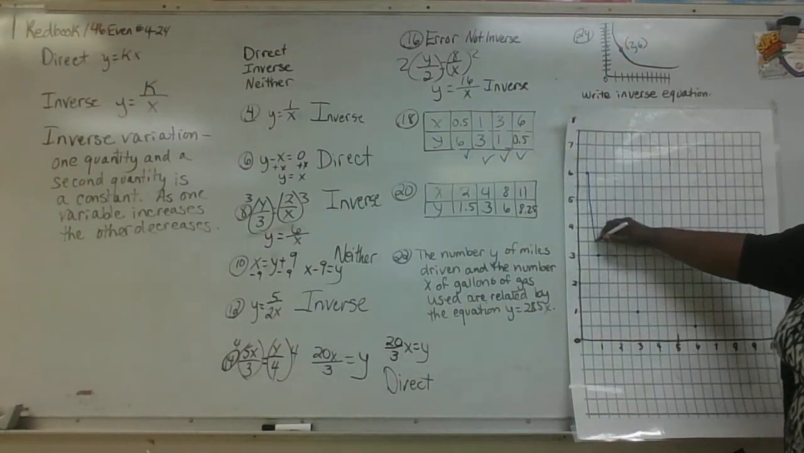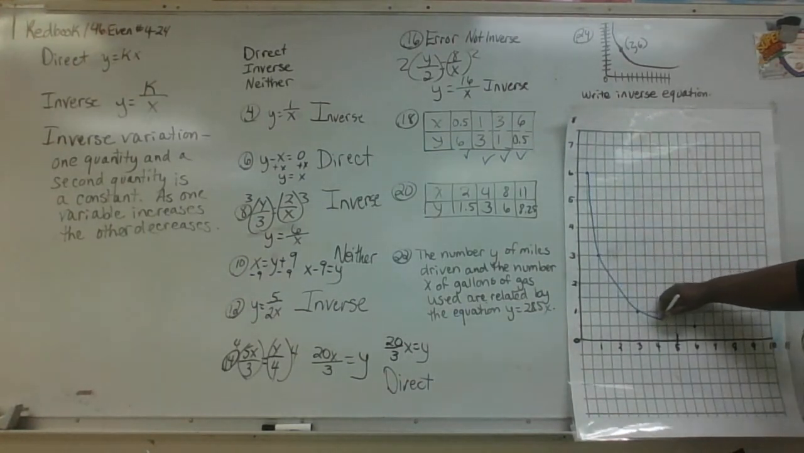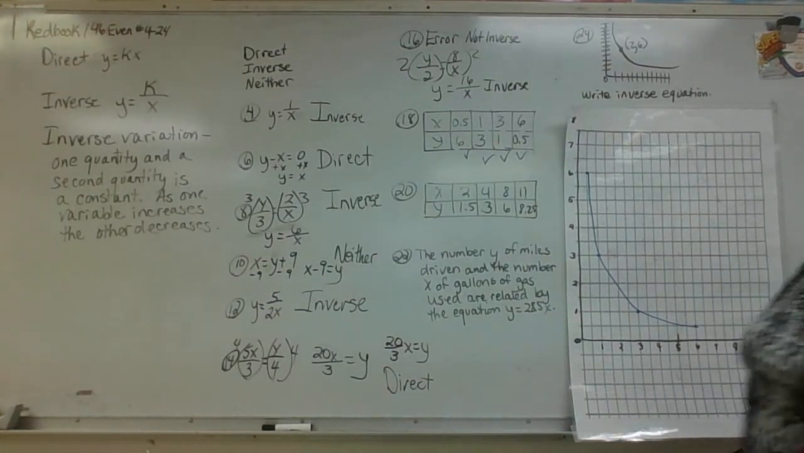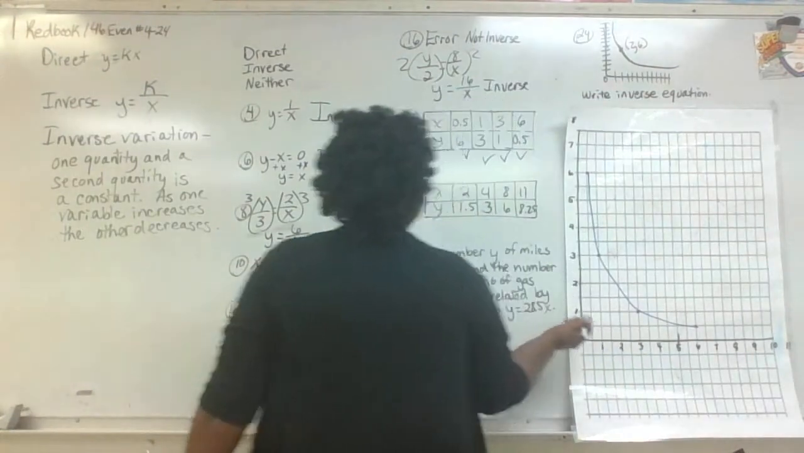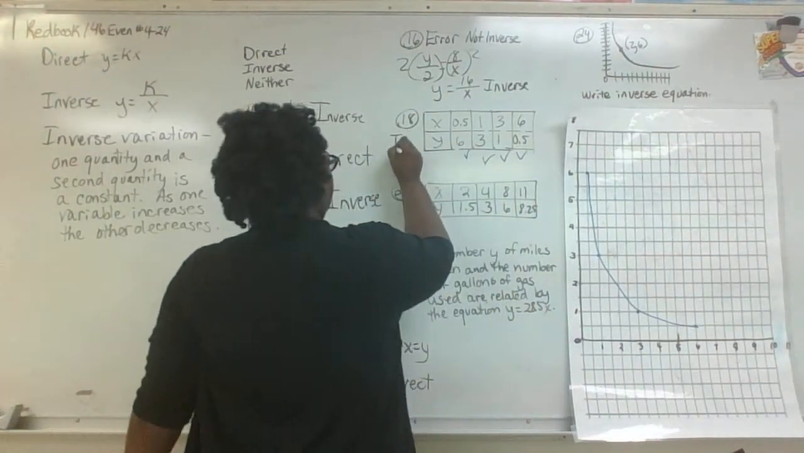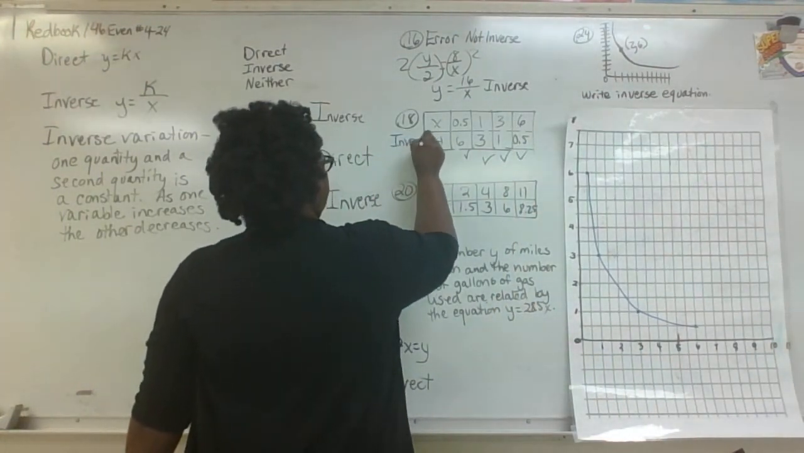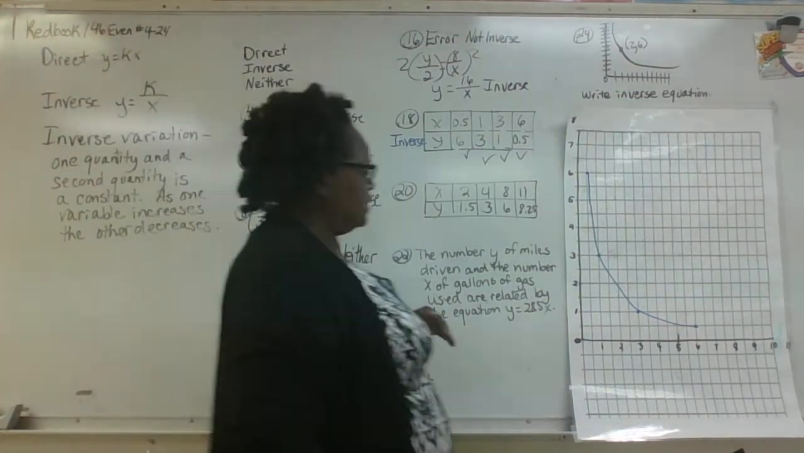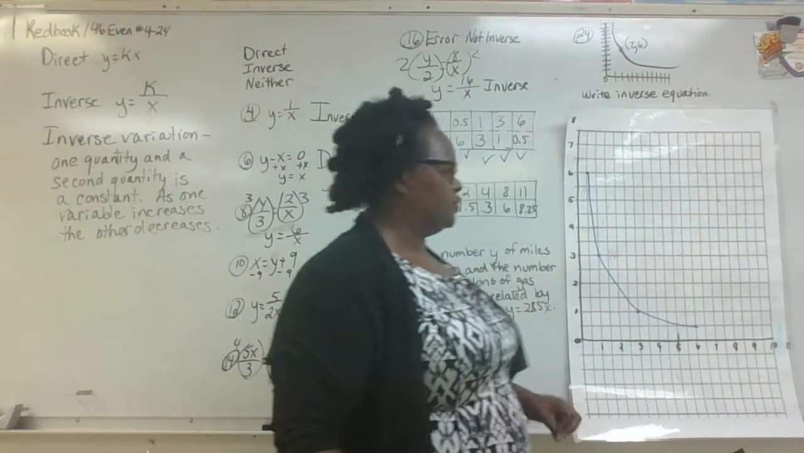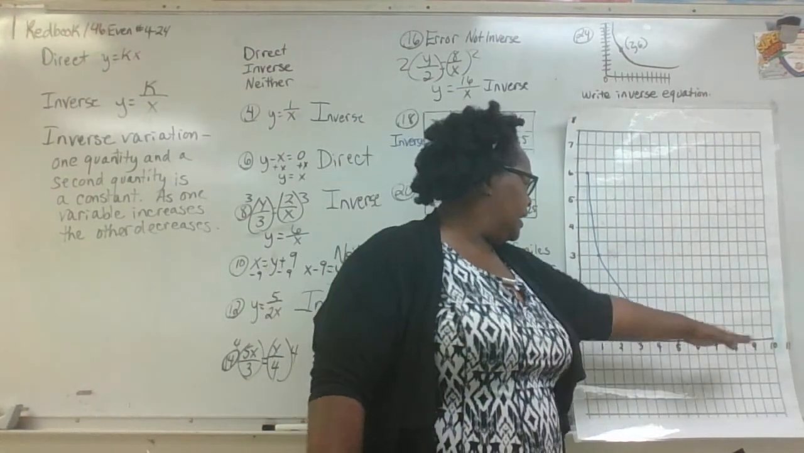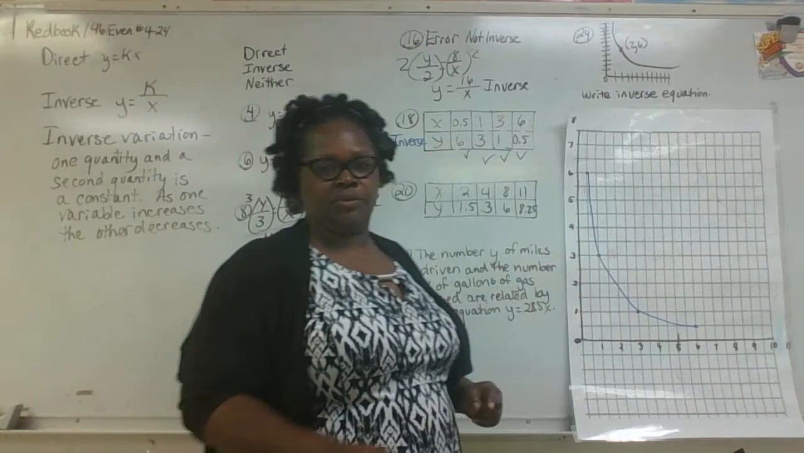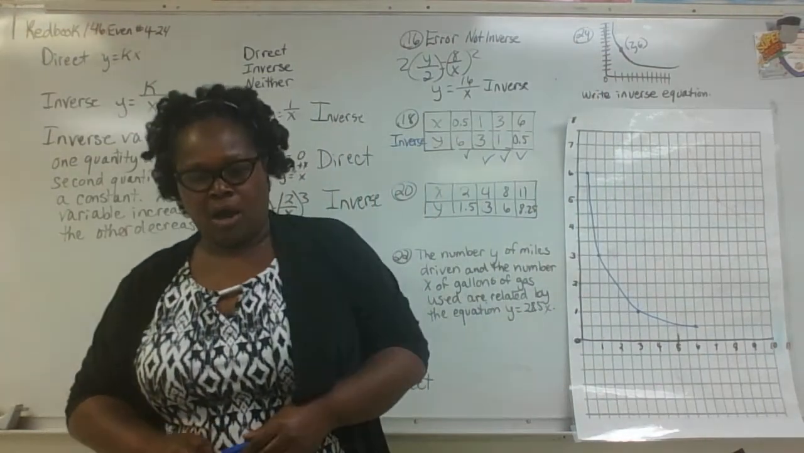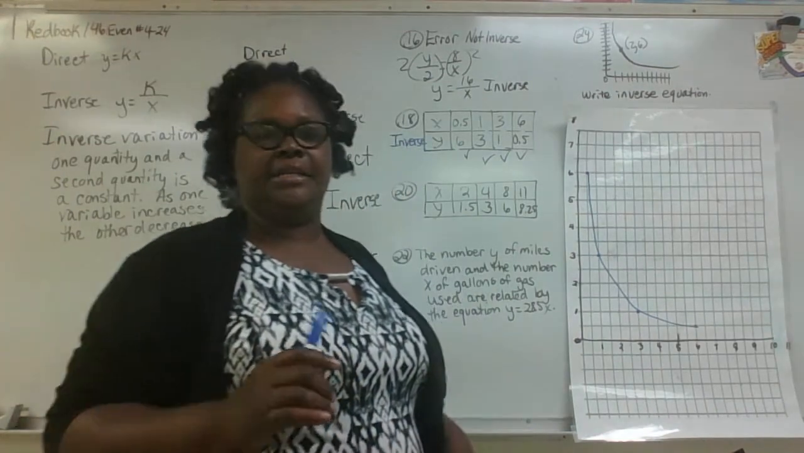Just by looking at it, we can make a determination that this is showing us inverse. Okay, this is inverse, simply because as x increases, y decreases, or as x decreases, y increases. So we have a yin yang type situation here. All right, so now we're going to move on to the next one.